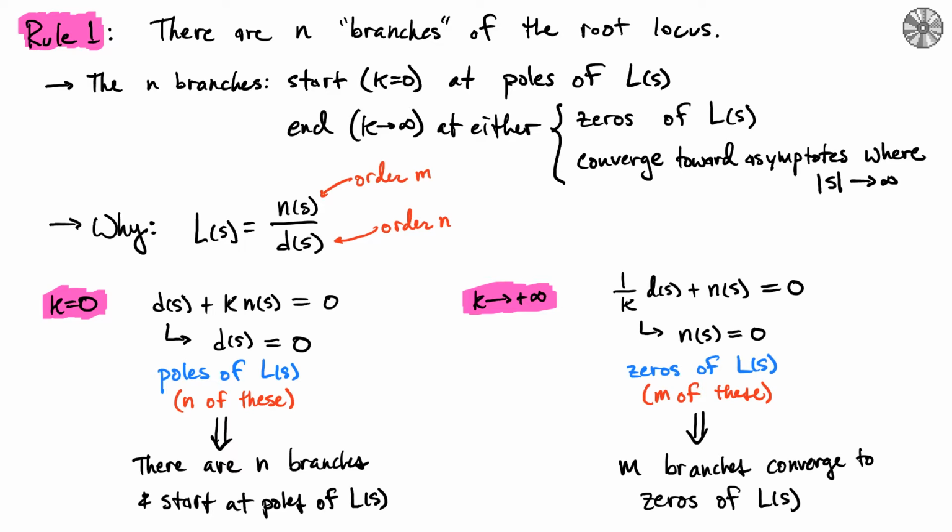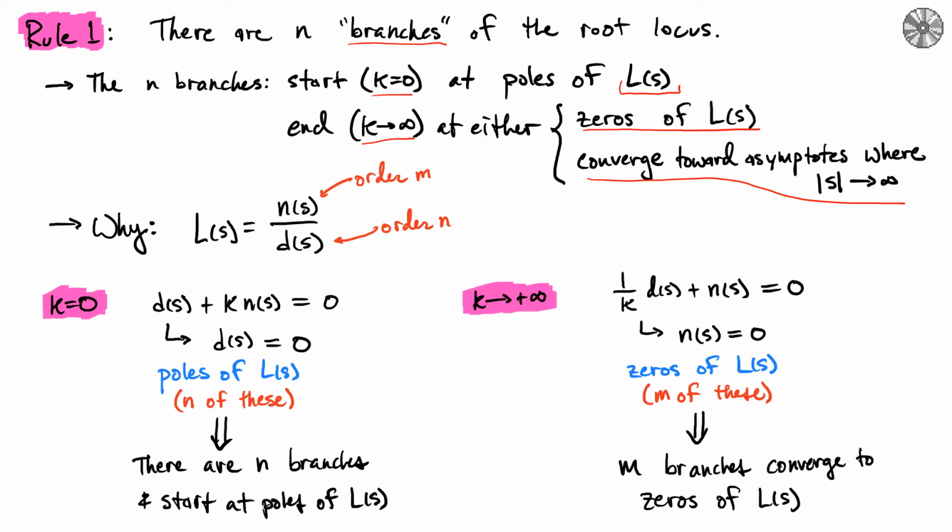The first rule talks about the number of what we're going to call branches of the root locus and a little bit about the location of these. There are going to be as many branches as there are open loop poles, or actually closed loop poles. We're going to show that those start at the poles of L of S, the poles of the open loop transfer function, when k is equal to 0. As k gets very, very large and goes off to infinity, these are either going to go to the zeros of L of S, or, in rule 3, we're going to see that these converge towards asymptotes.